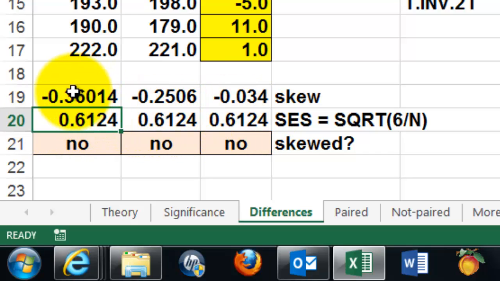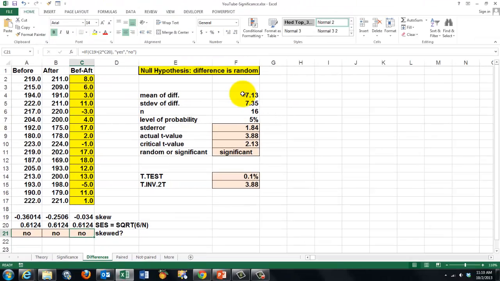So the skew factor is each time the square root of 6 divided by the skew factor, and in all cases that was not greater than 2 times the standard error SES of the skew factor. So I calculate the mean of the differences, the average of C2 through C17, the standard deviation, the number of cases of differences, the level of probability. The standard error is the standard deviation divided by the square root of the number of cases.